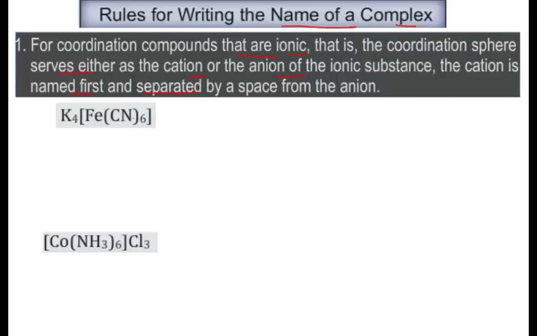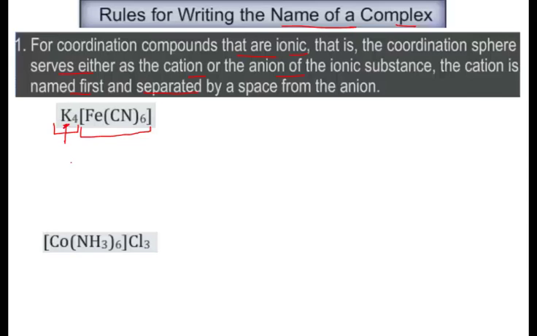Okay. The first example is K4[Fe(CN)6]. So this is a coordination compound, and in this case the cation is potassium, and what is within the square bracket, which we call the coordination complex, will be anionic. So there will be an anionic complex and a cationic simple ion, right? So how to write it? What is its name? It will be called potassium.